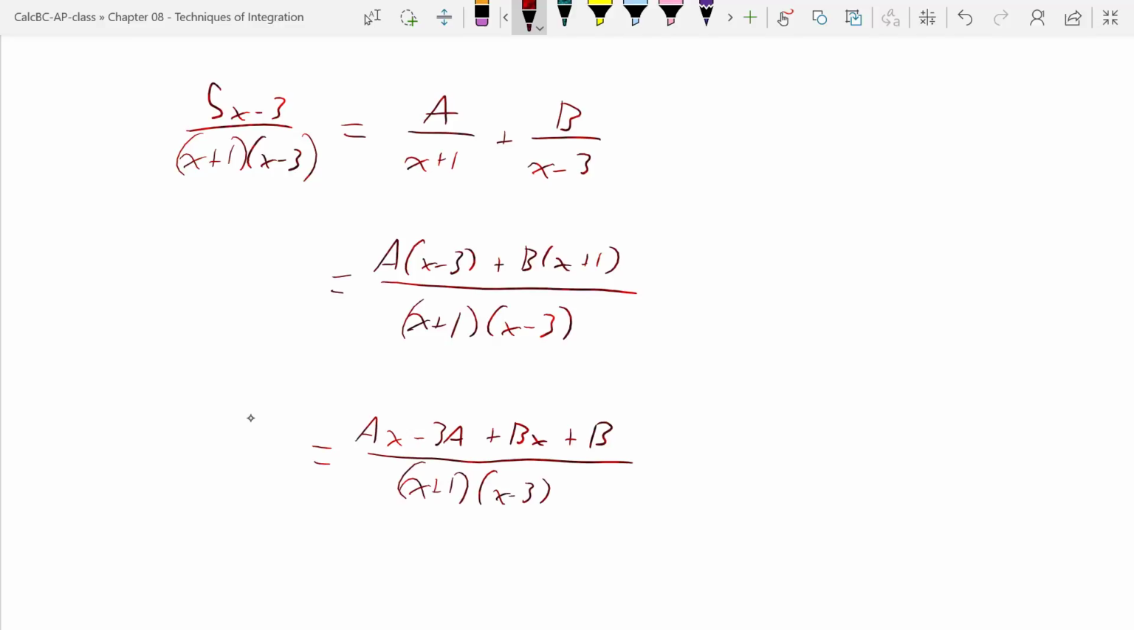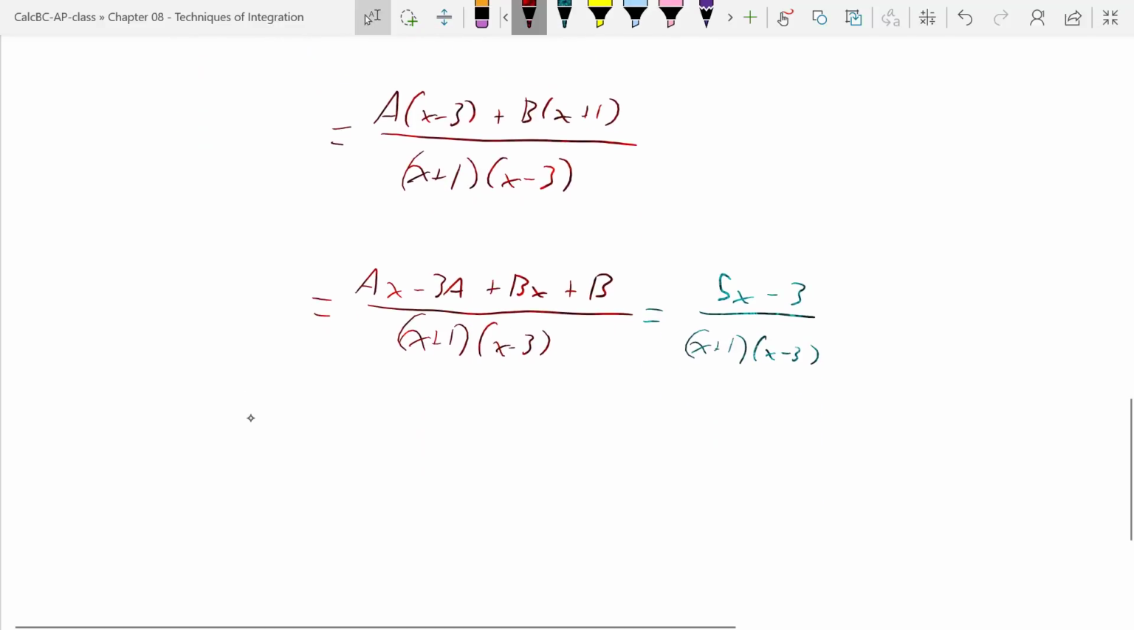Okay, we're almost there. We're going to say that this actually has to be equal to 5x minus 3 over x plus 1, x minus 3. Now we don't need to keep writing that denominator down. All I need is that this left side equals this right side, and I want to find an a and a b that makes that true.